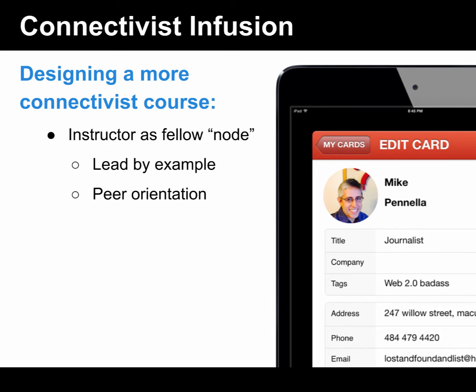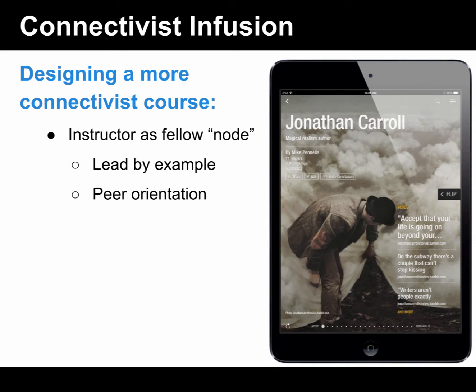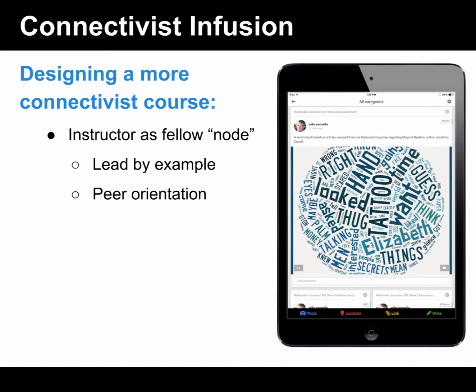I would upload that. Another example is later on, after they have their RSS feeds set up, they have to use those feeds to curate a Flipboard magazine. Again, they would be doing this against a topic of their choosing. My topic is Jonathan Carroll, who happens to be one of my favorite magical realism type authors. Later on, you have to create a word cloud. So I took things from my RSS feed and created a word cloud, and then a video story, a photo story.